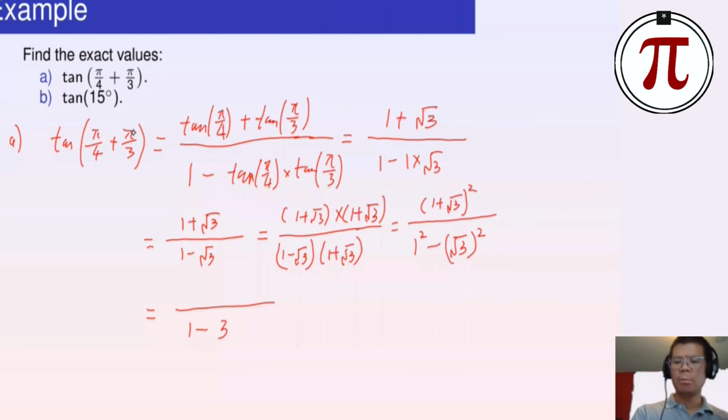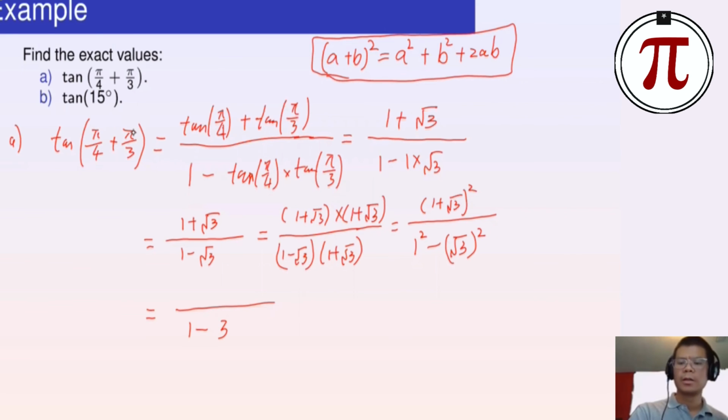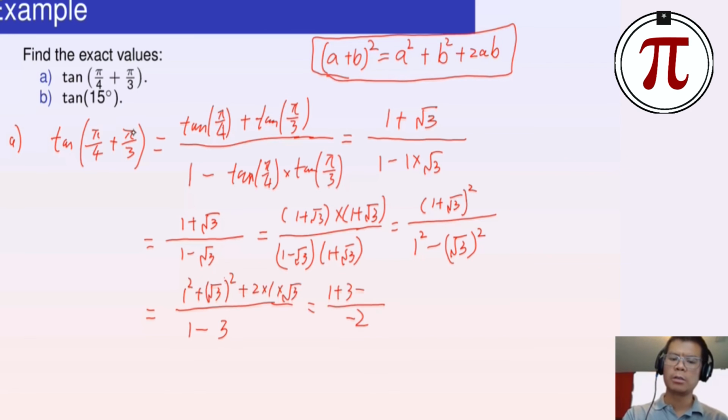What is on the top? The complete square, what is that? Anybody remember this formula? The complete square formula, right? So a squared plus b squared plus 2ab. For this one, a is 1, so it's 1 squared plus square root of 3 squared, and plus 2 times 1 times square root of 3. So this one equals, on the bottom is negative 2, on the top is 1 plus 3 plus 2 square root of 3, which equals 4 plus 2 square root of 3 over negative 2.